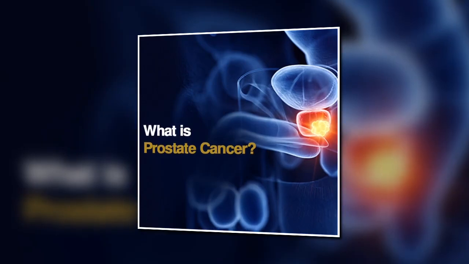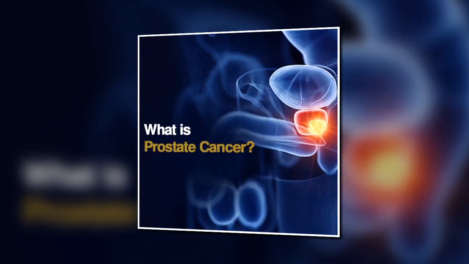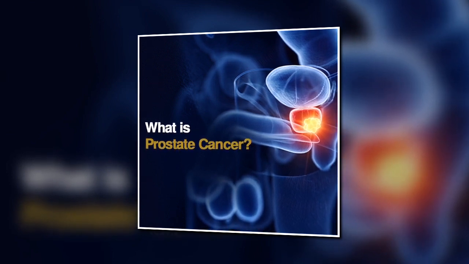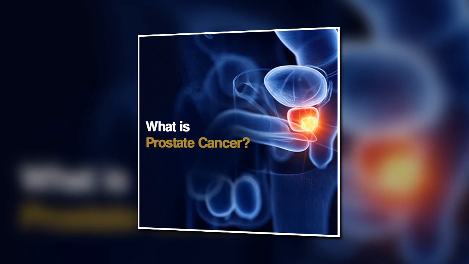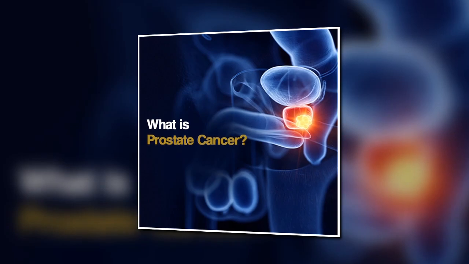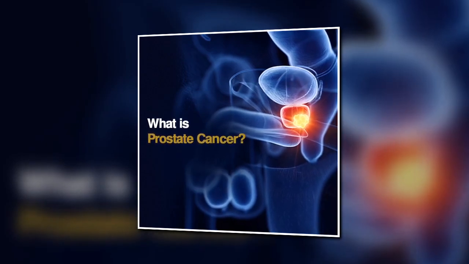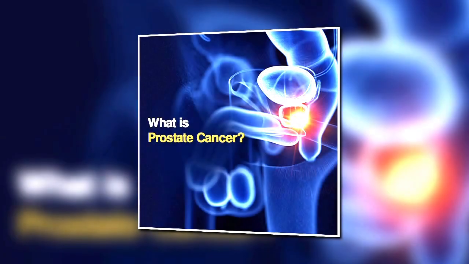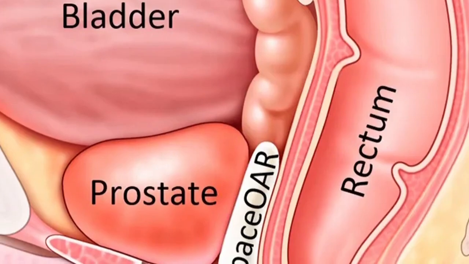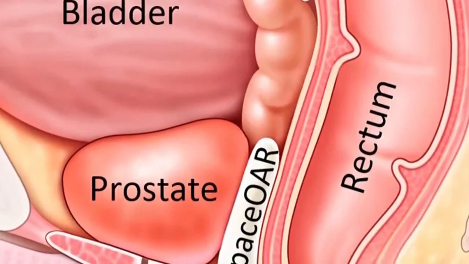What is prostate cancer? Prostate cancer happens when normal cells in the prostate gland change into abnormal cells and grow out of control. The prostate gland makes fluid that is part of semen. This gland sits below the bladder and in front of the rectum and forms a ring around the urethra, the tube that carries urine out of the body.